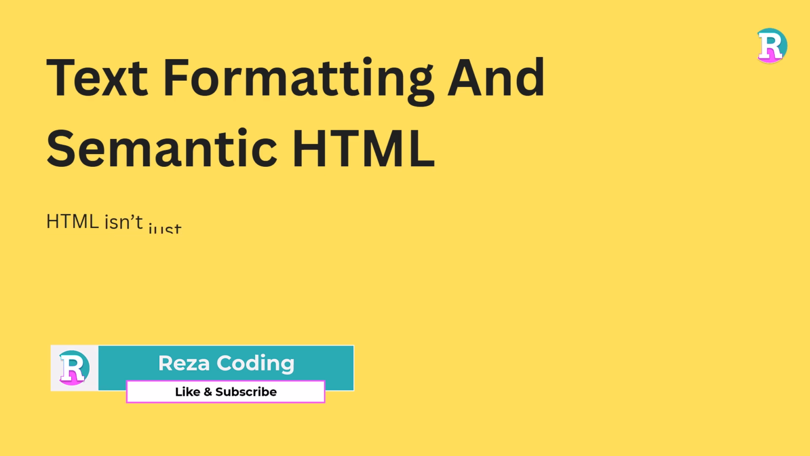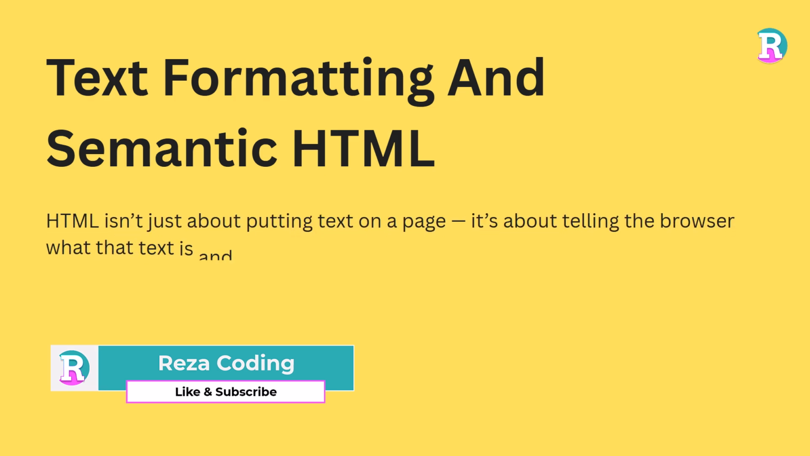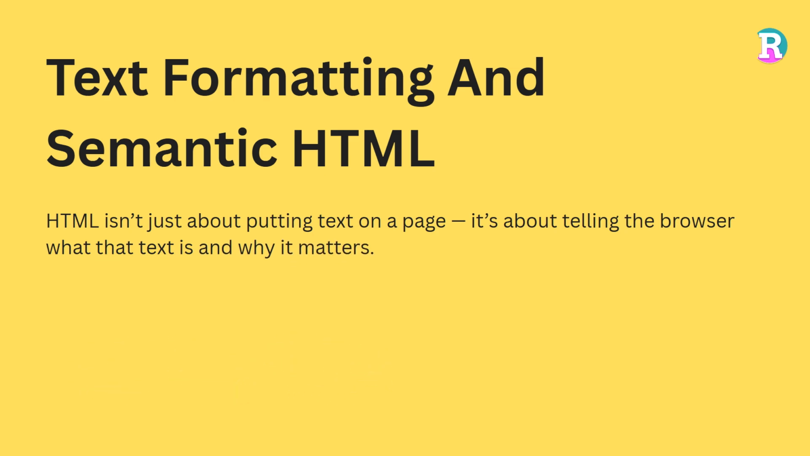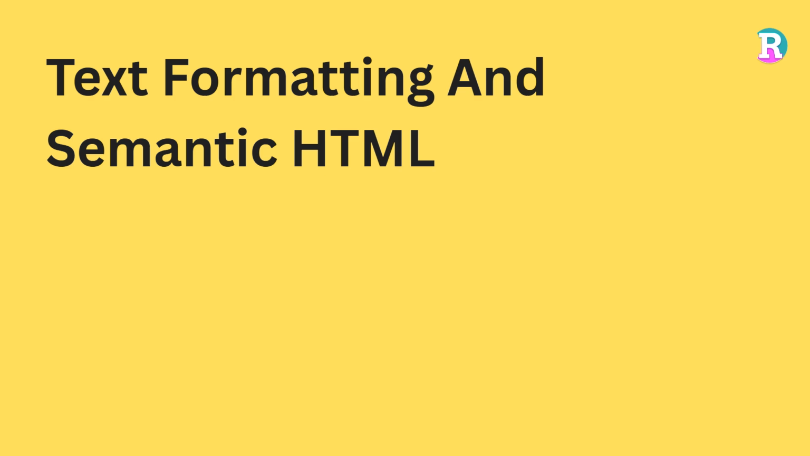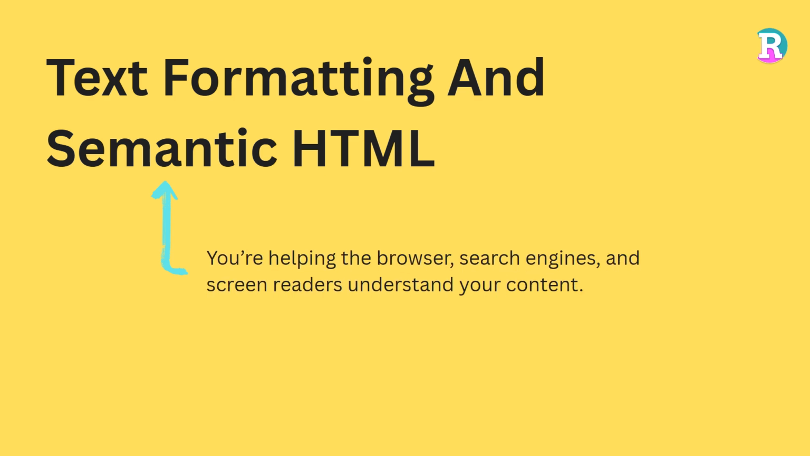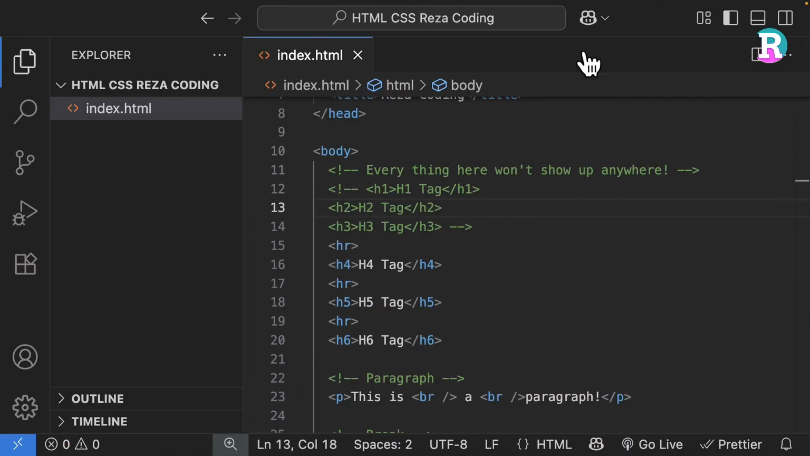Because HTML isn't just about putting text on a page, it's about telling the browser what that text is and why it matters. That's where semantic comes in. Semantic just means meaningful. When you use the right HTML tag for something, you're helping the browser, search engines, and screen readers understand your content. And that makes your web page not only more accessible, but also easier to maintain and rank better on Google. Alright, so let's jump in the code.